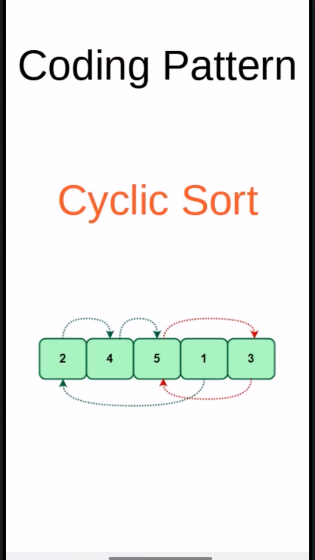Explore the cycle sort pattern, a unique approach to sorting arrays that minimizes the number of writes. So how does it work? You cycle through the array, placing each element in its correct position by swapping it with the element at its sorted index. We can take a look at the Java example.